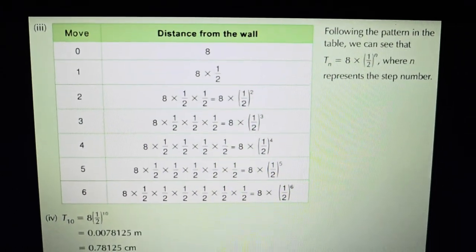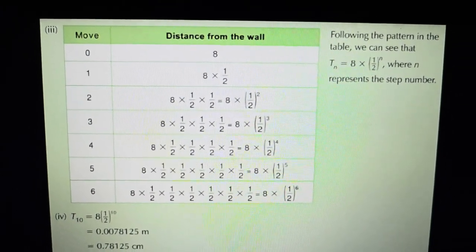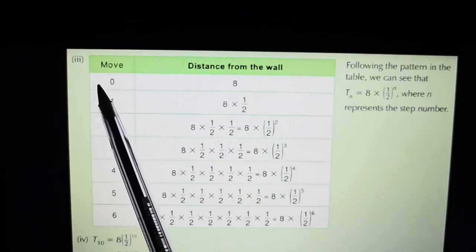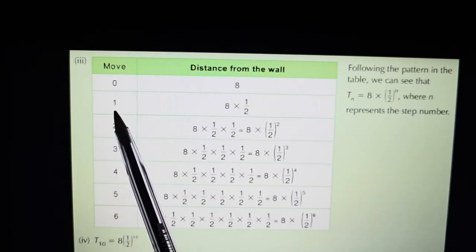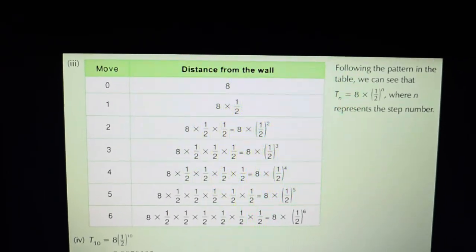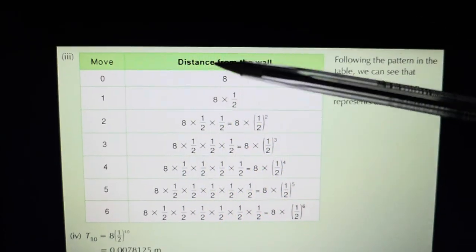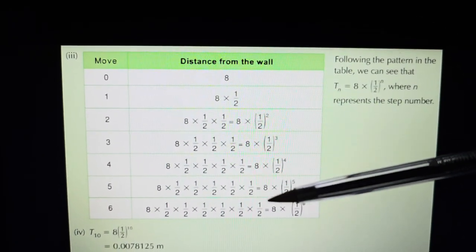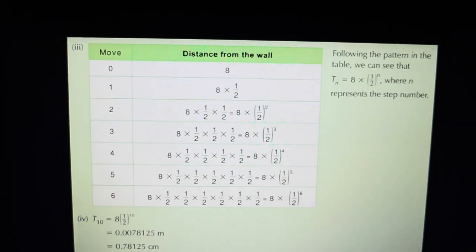Now, you could use your t of n formula for a geometric sequence. But if you do that, term 1 is 0 moves. Term 2 would be 1 move. So just be careful if you are using your geometric formula for t of n. Alternatively, you do out your table by hand to show how you would get the next term, what was happening each time, to be able to spot a pattern forming.